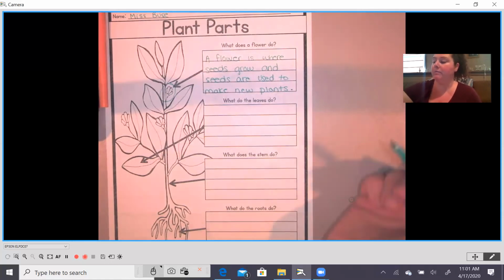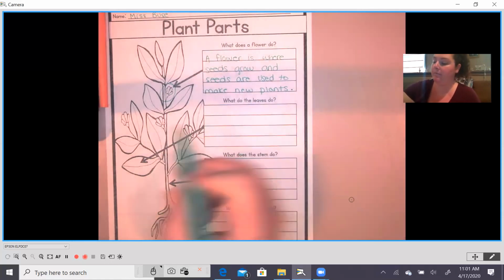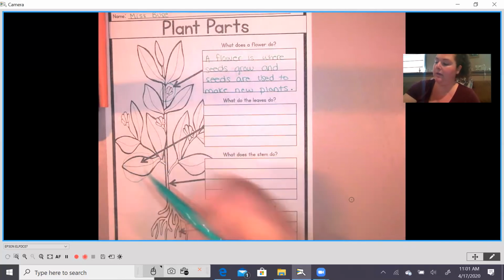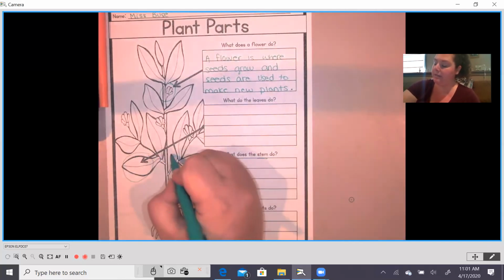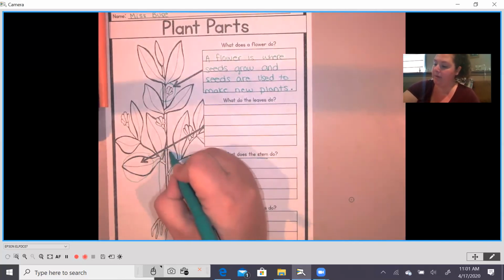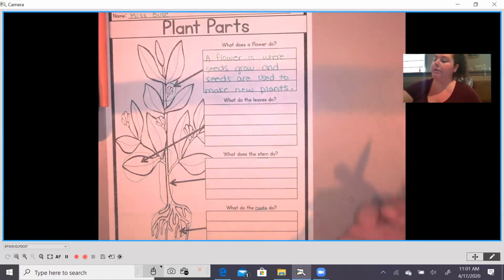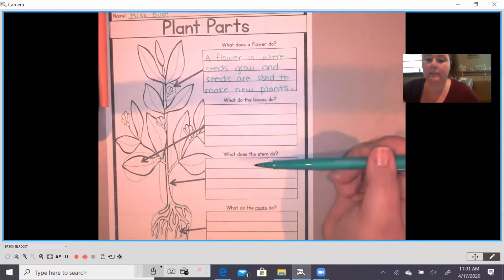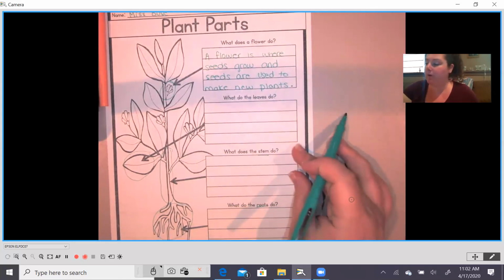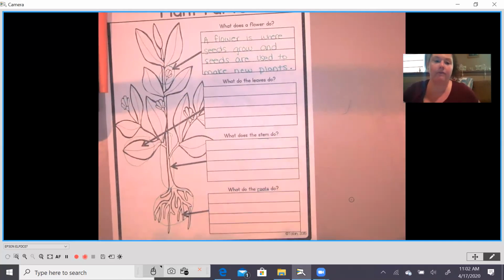What you're going to do now is we talked about what leaves do. Remember, these are the leaves. Okay. We've talked about what a stem does. This is the stem. And we've talked about what roots do. And these are the roots. I want you to go through and write a complete sentence for each of them and tell me what each of those parts do. If you need to go back and listen to our sing-along video from yesterday to get more information, you can. If you need to go back to the readings, you can.